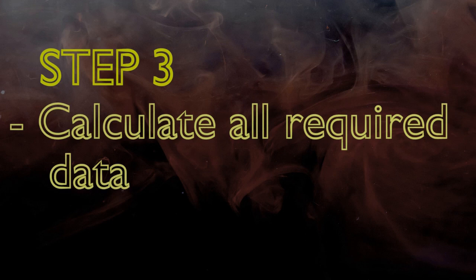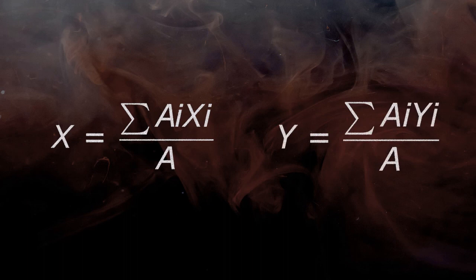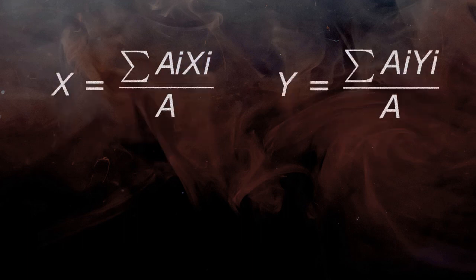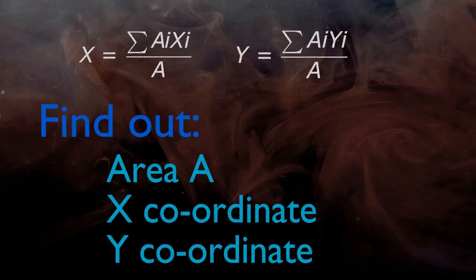Next one is an important step where all calculations to find out required data will be made. Before we start calculations, let me quickly remind you the equations to find out x coordinate and y coordinate of centroid. X coordinate is equal to sigma AiXi divided by total area and y coordinate is sigma AiYi divided by total area. So to find out centroid, we'll have to find out area, x coordinate and y coordinate of all individual divisions denoted by i.